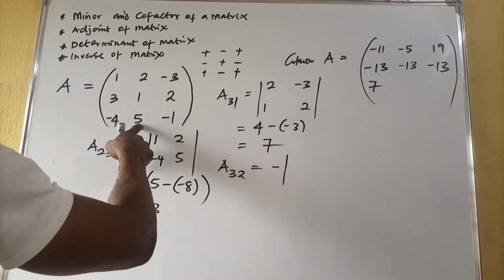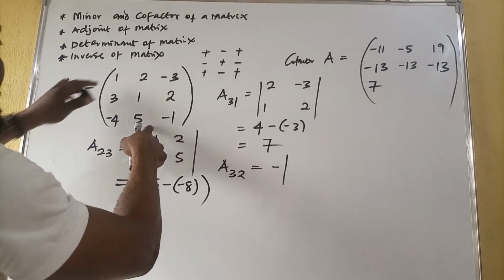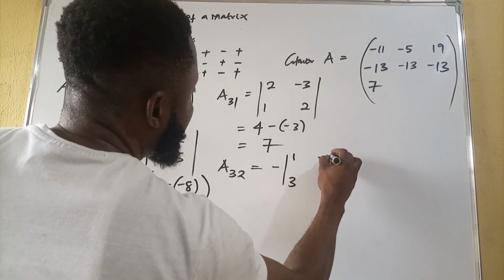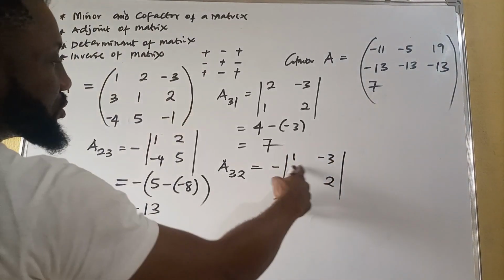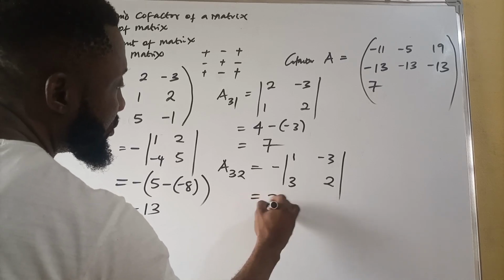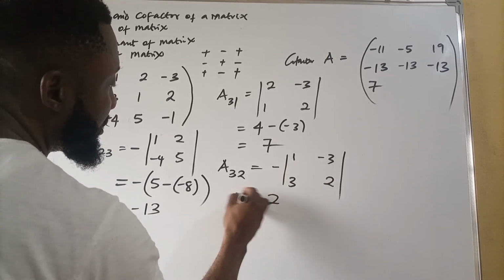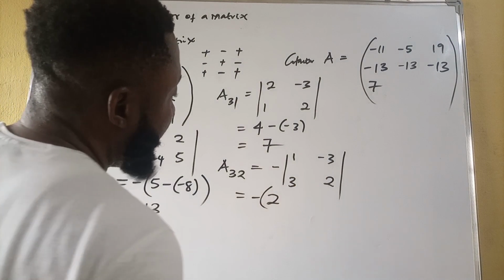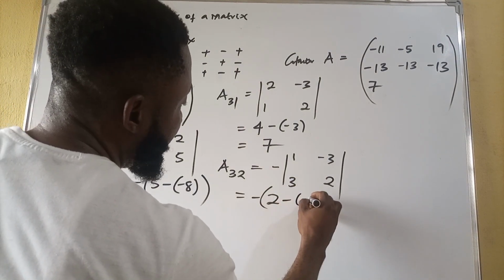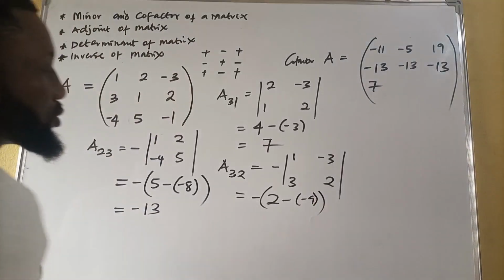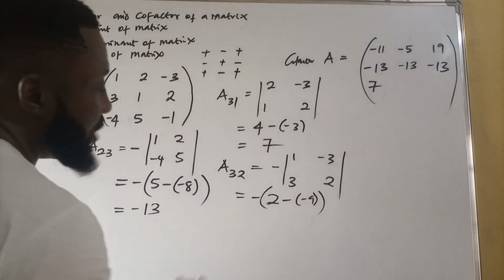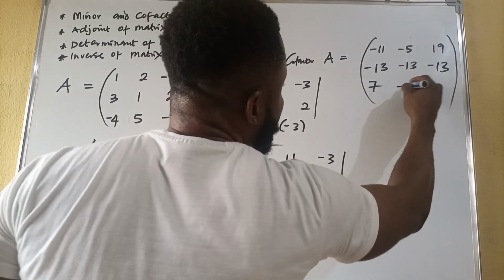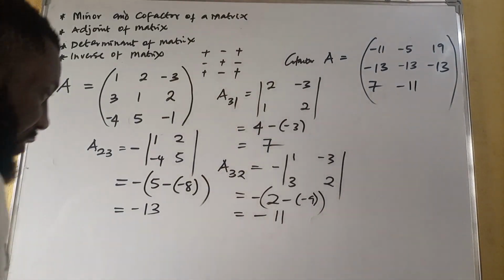So I'm considering 5 again. So this column will be deleted. This row will be deleted. This is 1, 3, minus 3, 2. So 1 times 2 will give me 2. Minus 3 times 3 will give us minus 9. Since we are subtracting, it's going to be minus 9. So 2 minus 9, that's the same thing as 2 plus 9, which is 11, times the negative sign will give us minus 11. So this will give us minus 11.